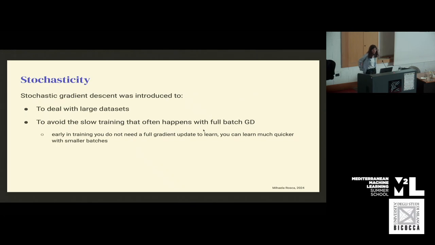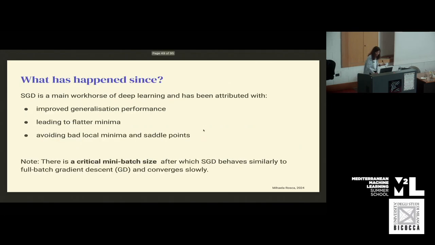So now let's talk a bit about stochasticity. We haven't talked about it so far, apart from mentioning that it can help with saddle points and so on. But stochastic gradient descent was originally introduced to deal with very large data sets and because early in training, you don't really need a full batch to get better. You're so bad at the beginning of training that if you just get a few examples, you're going to improve really quickly. So that's the main original reasoning behind using SGD.